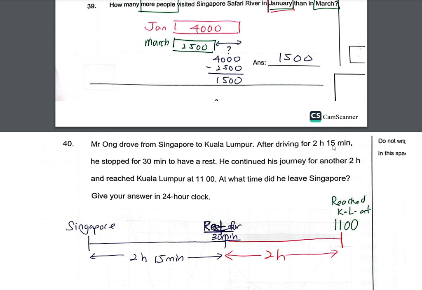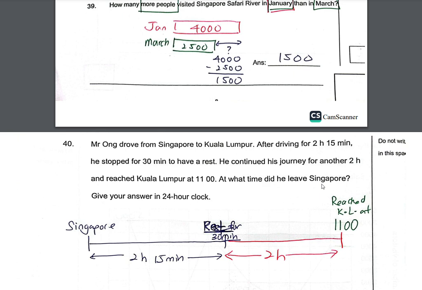After driving 2 hours and 15 minutes, he needed to rest. So he stopped for 30 minutes. So you see, drove 2 hours 15 minutes. It is important for drivers to rest because they need to rest their eyes, right? So here I mark, rest for 30 minutes. Then he continued his journey for another 2 hours, and then he reached Kuala Lumpur at 1100 hours. This actually means 11 a.m. But this is a 24-hour clock, so there's no colon here. It's just 1100. So what time did he leave Singapore?